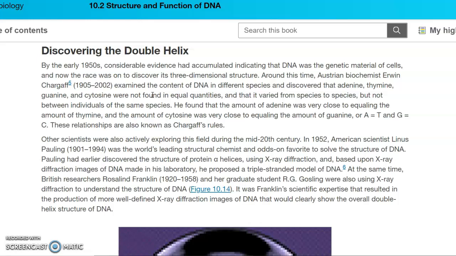Okay, so in the 1950s, early 1950s, we had a biochemist by the name of Erwin Chargaff. What he did is he looked at the DNA content in different species and discovered that the adenine, thymine, guanine, and cytosine were not found in equal quantities. Before, it was like, well, they're going to be equal. We're going to have 25% adenine, 25% thymine, and so on. And that amount varied from species to species, but not between individuals of the same species.